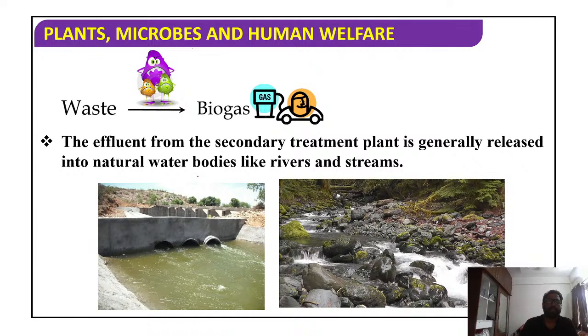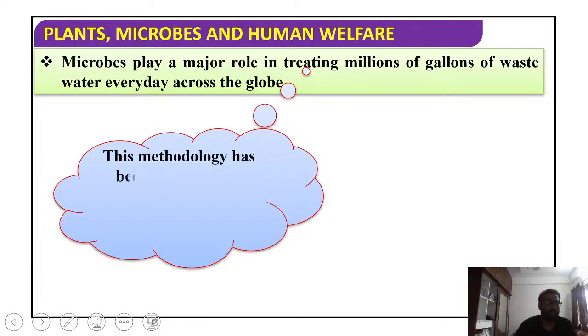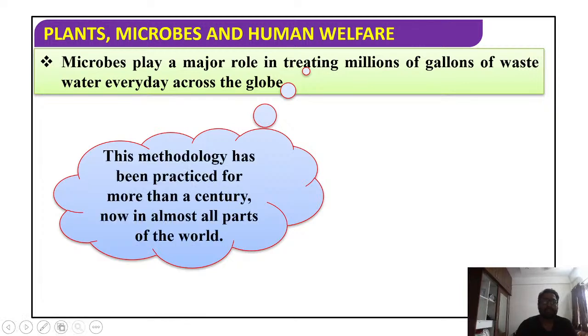So now the effluent from the secondary treatment plant is generally released into natural water bodies. You see, students, once the secondary treatment, meaning the aeration tank, is done, the flocks get generated and consume the organic matter, so BOD is reduced. Then we release it into the natural water bodies like this. These two pictures will help you understand how we release it into natural water bodies. Microbes play a major role in treating millions of gallons of wastewater every day across the globe. I repeat again, microbes play a major role, because the chapter name is Microbes in Human Welfare. This methodology has been practiced for more than a century now in almost all parts of the world.